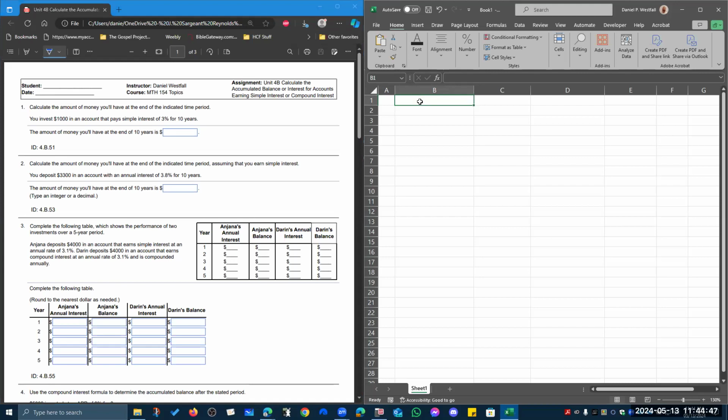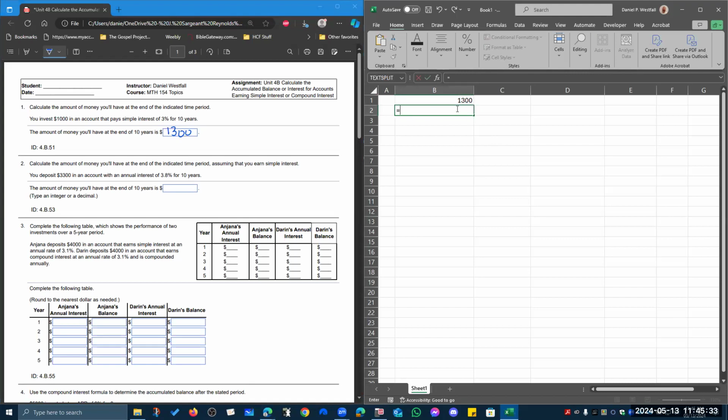I may come back in some of the later videos for 4B and 4C and use some of the specific formulas in Excel to help me solve those as well. But let's go ahead and get started here. Let's calculate the amount of money you'll have at the end of the indicated period. We're going to invest $1,000, and we need to calculate the interest of 1,000 times 0.03, that's 3%, times 10. Because this is a simple interest calculation, we should end up with $1,300 when we're done.